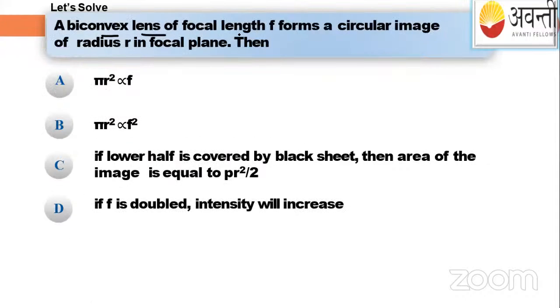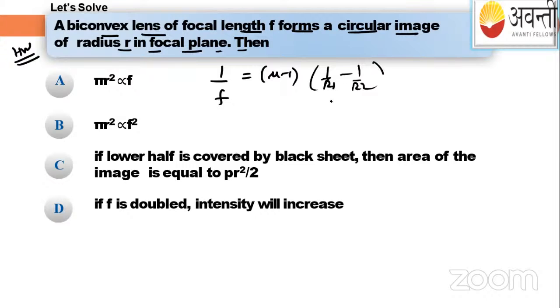A biconvex lens of focal length F forms a circular image of radius R in the focal plane. Then what will you say? I am giving you this question as homework, because I want to cover the theory part also. It's very easy. We know the focal length in a lens is given by mu minus 1 times 1 upon R1 minus 1 upon R2.